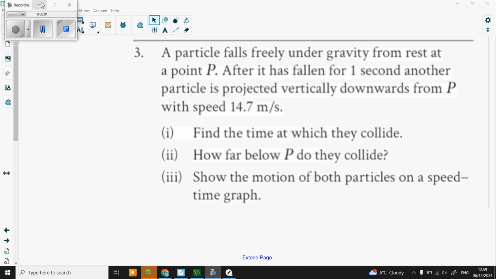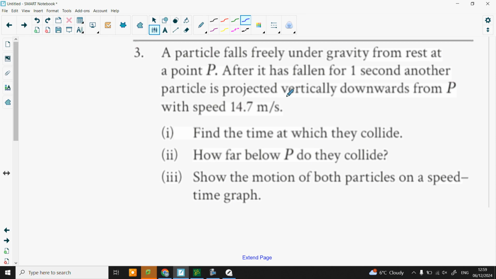Okay, so the first particle is just dropped, yeah? So the first particle we'll say is u equals 0, v equals we don't know, a equals what, guys? Well, call it positive 9.8. So for argument's sake, we're just taking this as a downward race with acceleration 9.8. Is that right? You can make everything minus if you want.